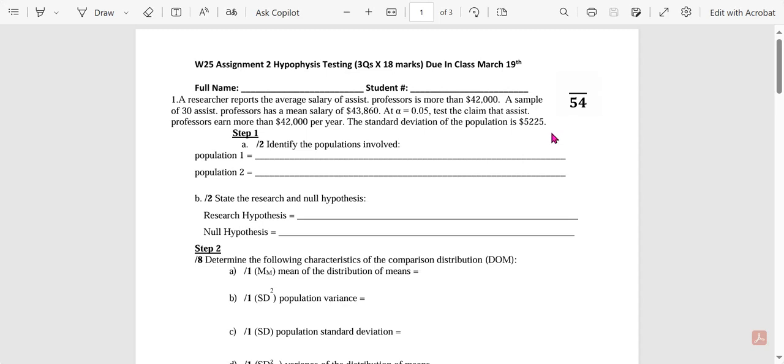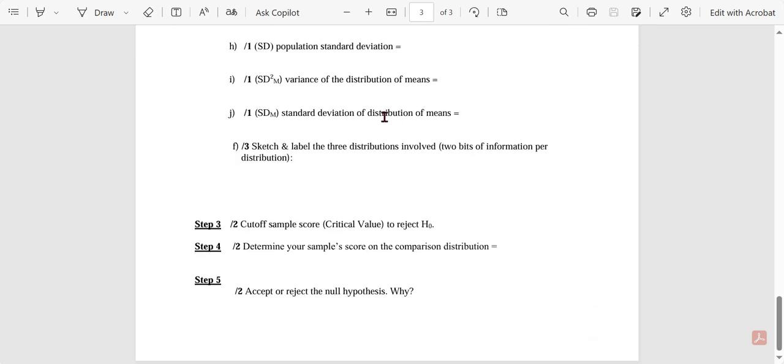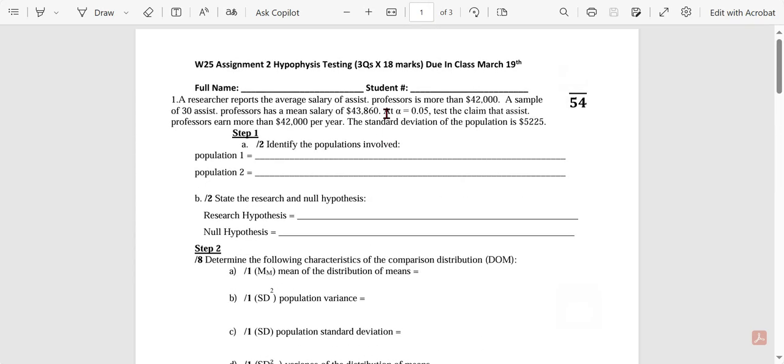Welcome to the last PowerPoint for week 9, statistics 1001. Here we're just going to review and have a look over the assignment 2 and make sure that you guys are all moving in a good direction.